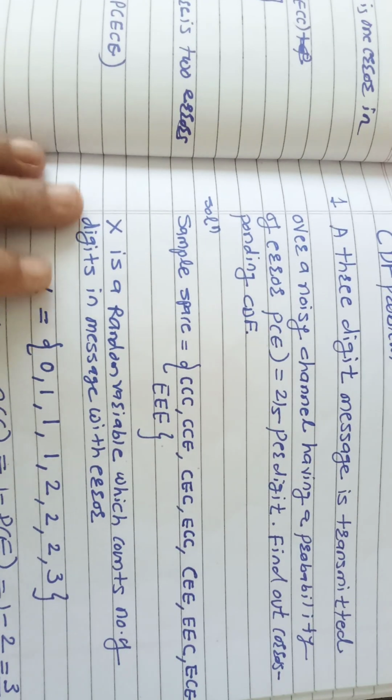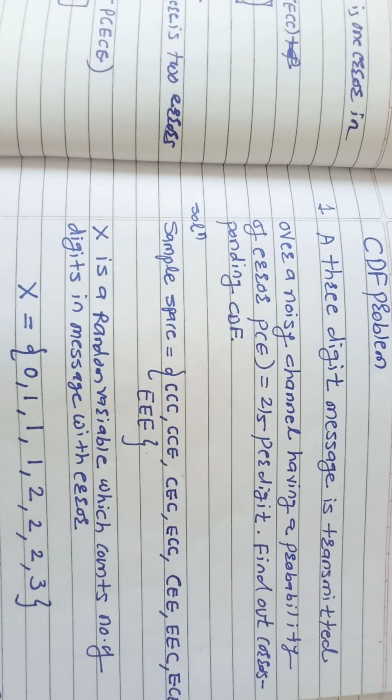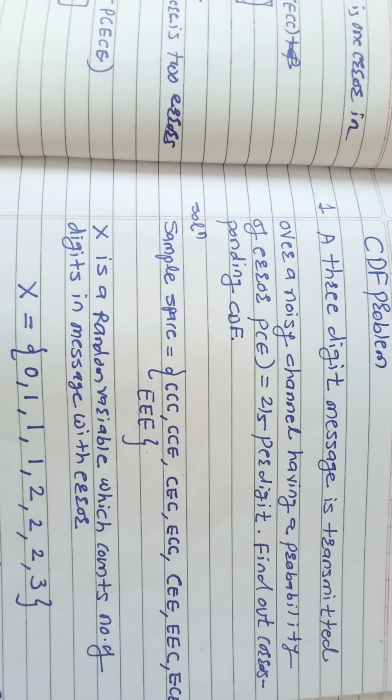Let us see one problem on CDF. The problem statement is: a 3-digit message is transmitted over a noisy channel having a probability of error equal to 2 by 5 per digit. Find out the corresponding CDF.